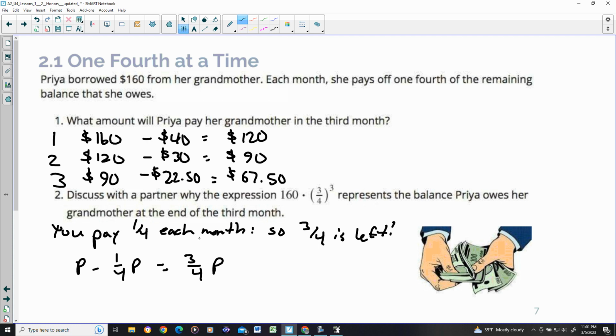But now let's look at the next month. Now that goes on the next line, right? So 3/4 P. But then what's going to happen? 1/4 of this is going to go away, leaving you with, so with the balance that's going to be remaining is 3/4 of that. And you're going to be left with 3/4 of 3/4 of P.